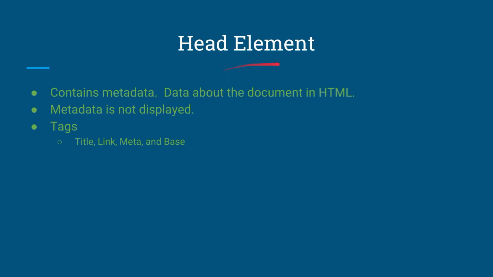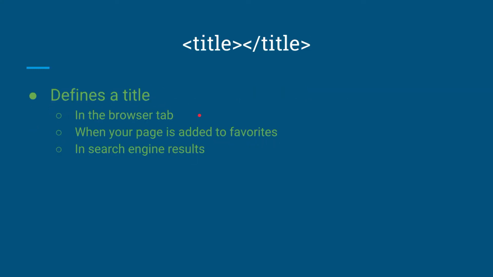The tags inside of your head element include title, link, meta, base, and there's also a script tag and a style tag which relate to CSS and JavaScript, which we'll get into in later videos. First, let's go over the title tag. We've been over this once before. It defines a title inside of your browser tab.